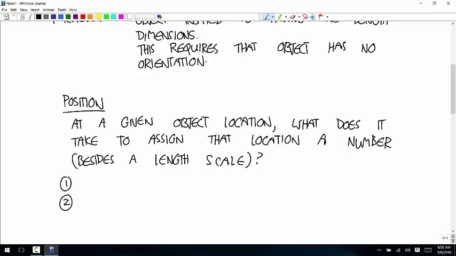And I'm going to break that reference up into two separate things. You need a reference location, like the 0 position. I'll call that the location corresponding to the 0 position. Once we go into 2D and 3D, what we'll be talking about is the origin.